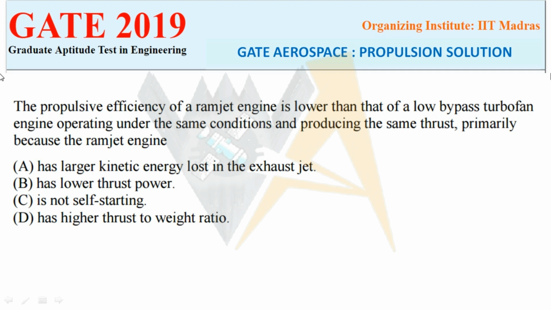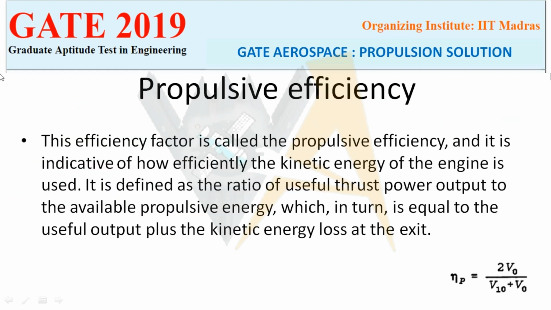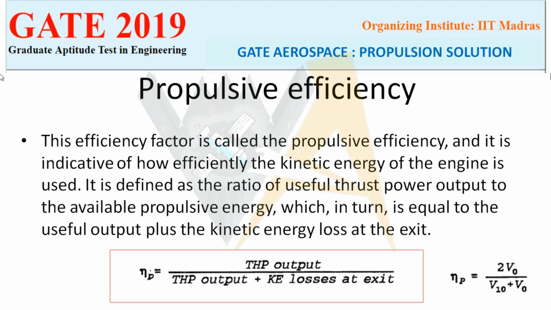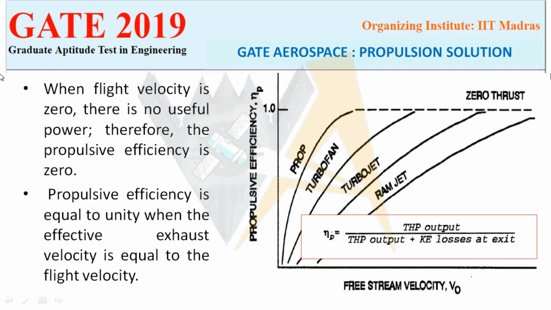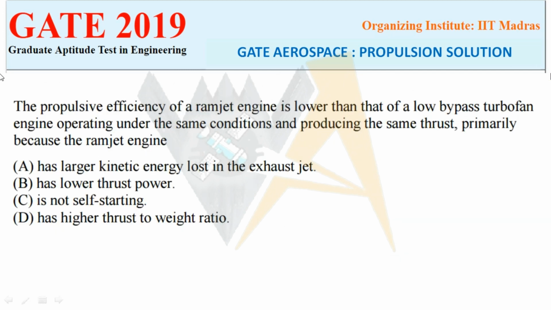Before that, we'll see what is meant by propulsive efficiency. It defines the ratio of useful thrust power output to the propulsive energy, that is the kinetic energy. So from here we can understand that if the kinetic energy is high, then the propulsive efficiency will be less. From this formula we can pick option A, which has the high kinetic energy that produces a lower propulsive efficiency. So option A is the right option.